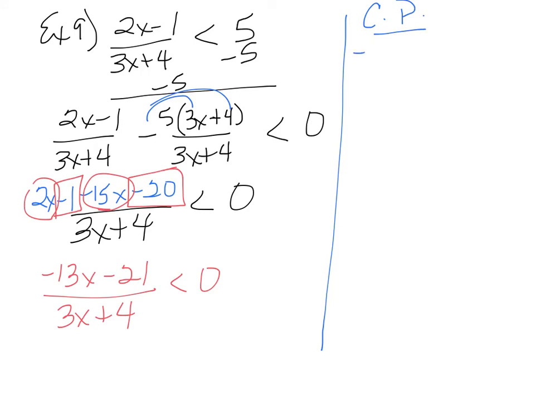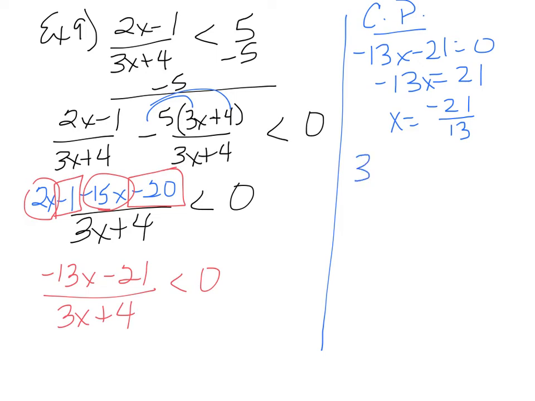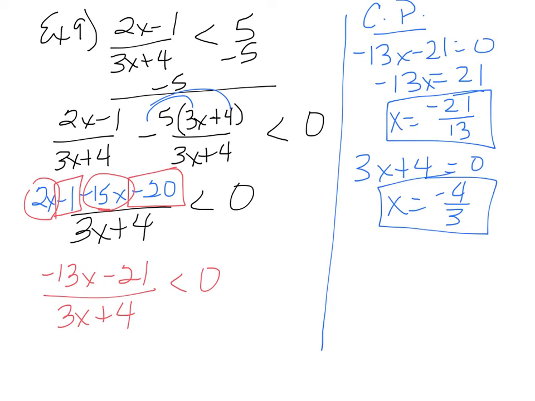Our critical points are going to be negative 13x minus 21 equals 0. So that gives me negative 13x is equal to a positive 21. Oops, I forgot my x. Divide both sides by negative 13, and I get negative 21/13. There's my first critical point. My second critical point is at 3x plus 4 equals 0. And this one's a little bit easier with our numbers, so I'm going to go straight to the answer of negative 4/3. So I have a critical point at negative 21/13 and at negative 4/3. Cool.